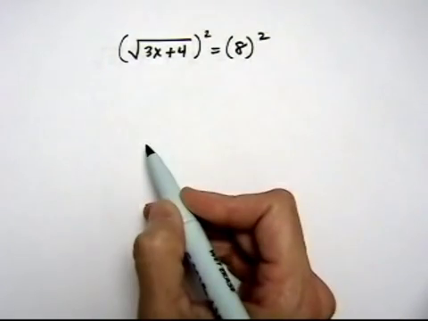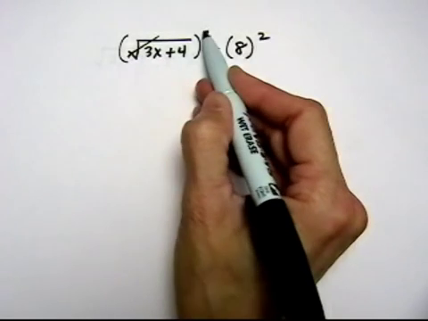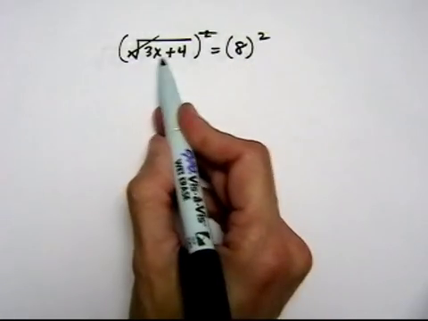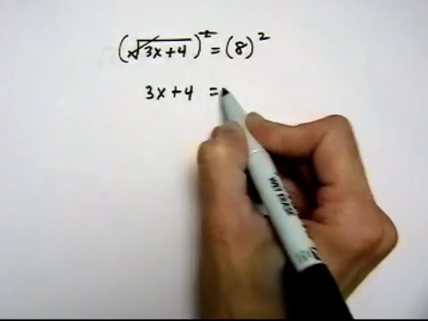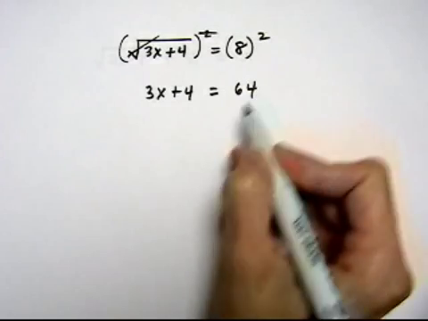Now when I square both sides of the equation, the root and the square are undoing each other and we get the insides out of the root. We get 3x plus 4, and that equals 8 squared, or 64.